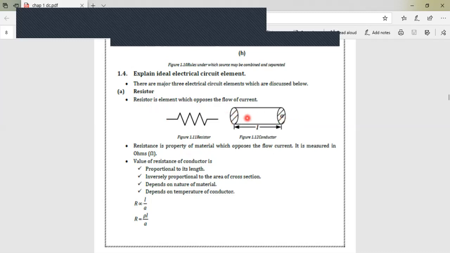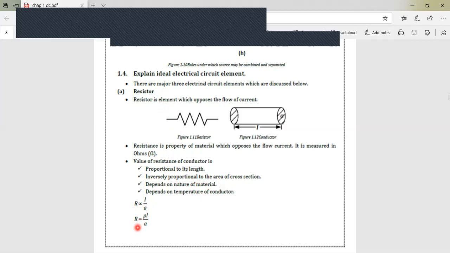If we consider a conductor whose area is A and length is L, then we know that the value of resistance of the conductor is directly proportional to length and inversely proportional to area of cross section. It also depends on the nature of material and on the temperature of the conductor. This is also a question asked in exams: the factors affecting the resistance are length, area, nature of material, and temperature.